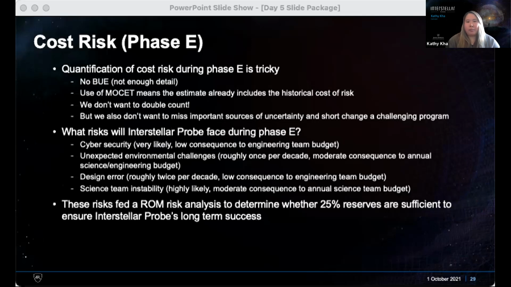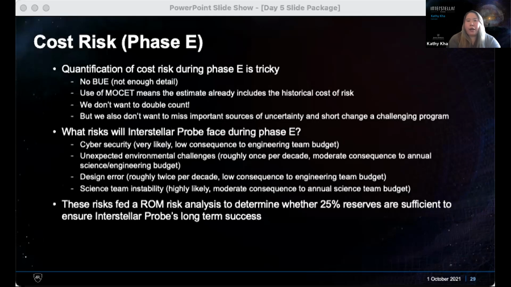It's mostly just level of effort, and there's no schedule risk in phase E for Interstellar Probe. So overall, phase E is, in terms of cost risk on the estimate, lower risk.